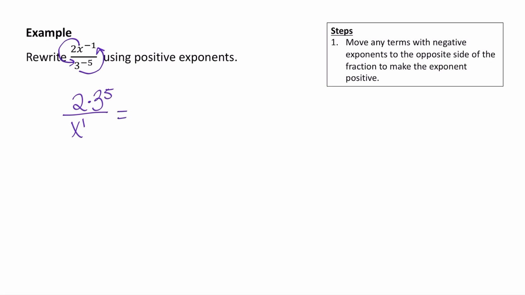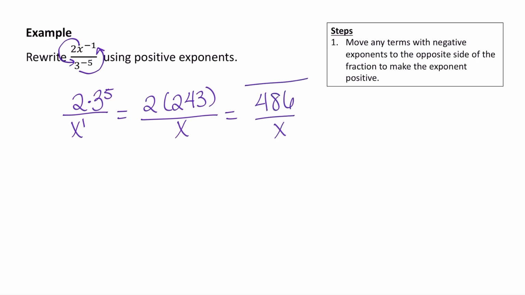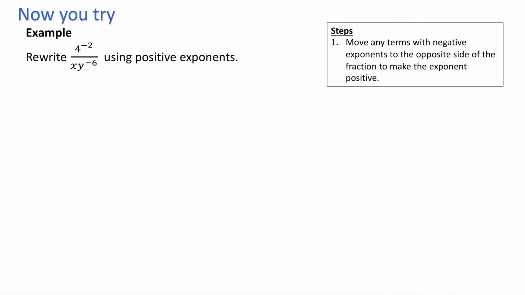So this is just going to become 2 times 3 to the fifth. And 3 to the fifth I'm going to do on my calculator. That is 243, and that is over x to the 1. Well, x to the 1 is just x. So 2 times 243 is going to be 486. So we have 486 over x as our final answer. Now you can pause the video and try this example on your own.